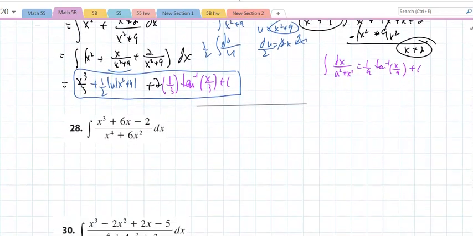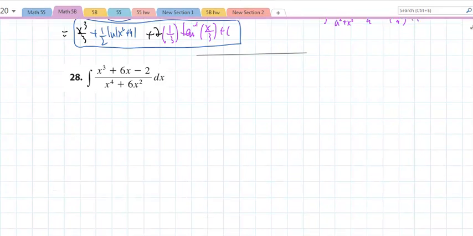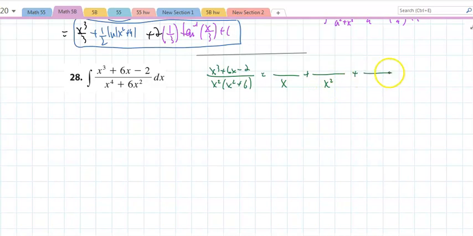Few more to go. I want to tackle one of those. Let me check which one. Okay, let me get this one out of the way, number 28 first, see how that works. Well, I'm looking, this is a proper fraction. I'm trying to figure out where would x cubed plus 6x minus 2 over x squared into x squared plus 6 come from. Again, this is a lot more tedious than the traditional problems, but it's all good. We want to do all different kinds.